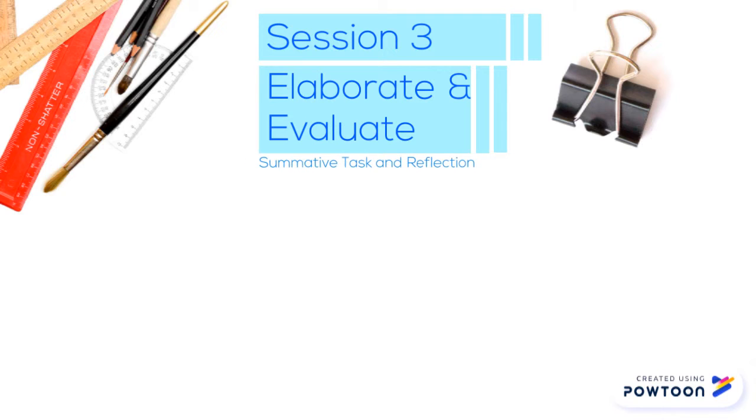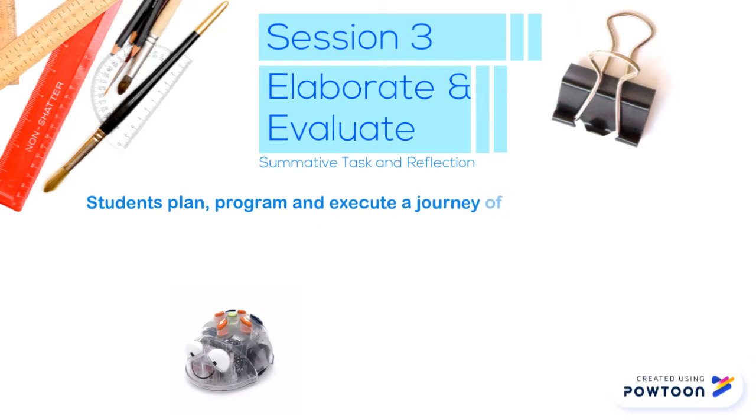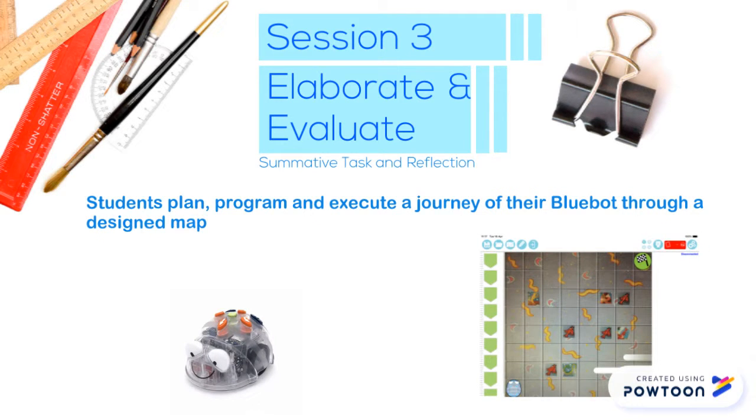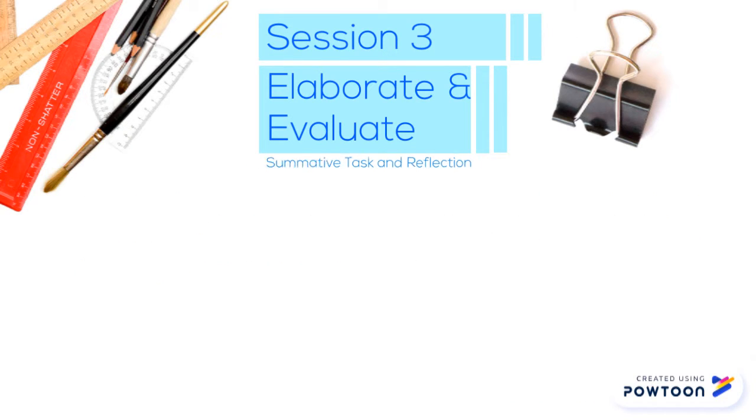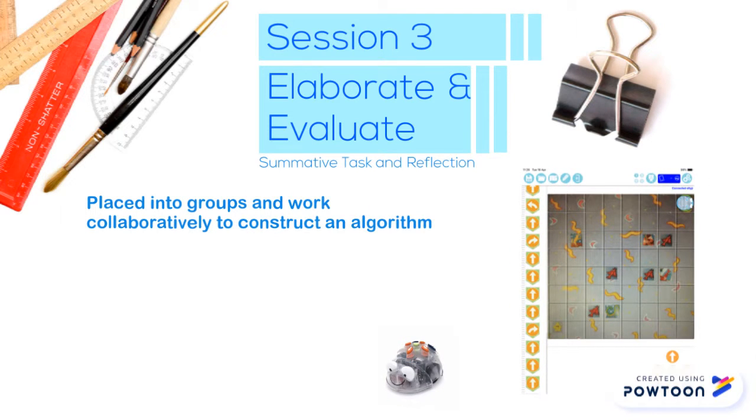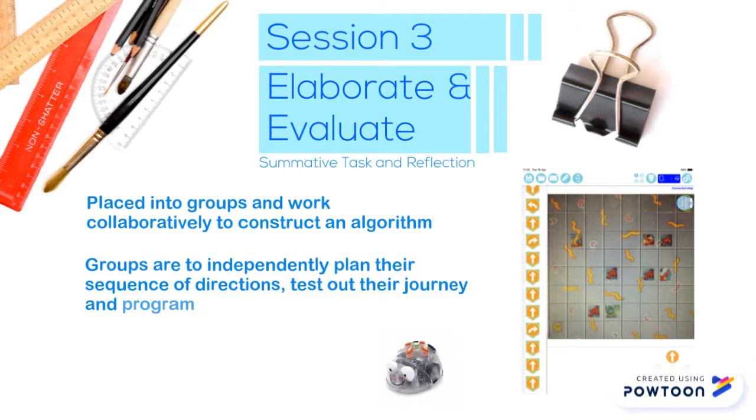Lesson 3 involves bringing together the skills and knowledge built over the previous lessons to solve a summative task. The task is for students to plan, program, and execute a journey of their bluebot through a map, whilst adhering to certain conditions and constraints. The students are placed into groups and are to work collaboratively to construct an algorithm that will guide their bluebot, or Little Star, through the map to get back into the sky. Groups are to independently plan their sequence of directions, test out their journey on their iOS app, and program their bluebot digital system to maneuver throughout the map.